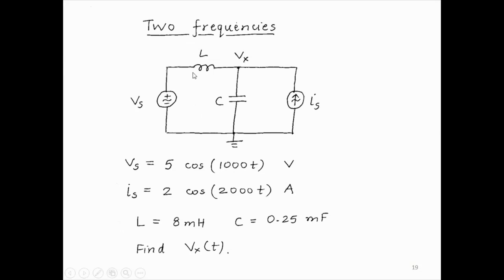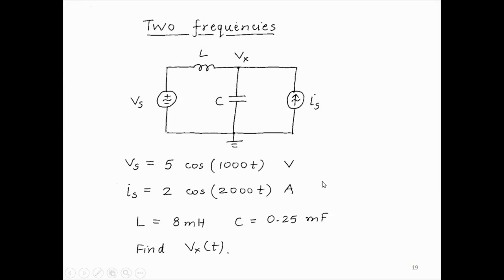Okay, here is a very simple circuit. It has two sources. Vs is 5 cos 1000t. Is is 2 cos 2000t. The two different frequencies here. And the L value and C value are given. And we have to find the voltage Vx(t) for this circuit.